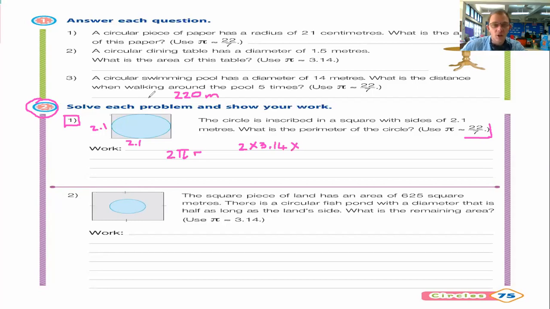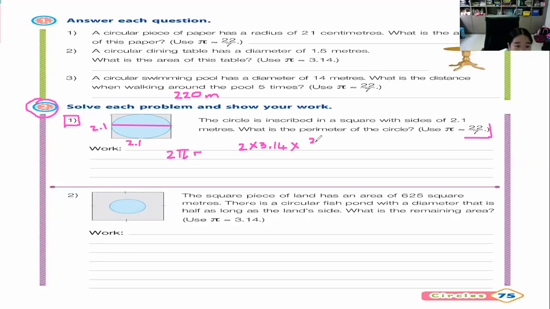But if we look carefully, we can see that the circle touches both sides of the square. It's a square. So where the circle touches both sides, we know that that is the diameter. So the length of the diameter in this picture will be 2.1 meters. So what will we then do to get the radius? We can divide by 2. 1 divided by 2.